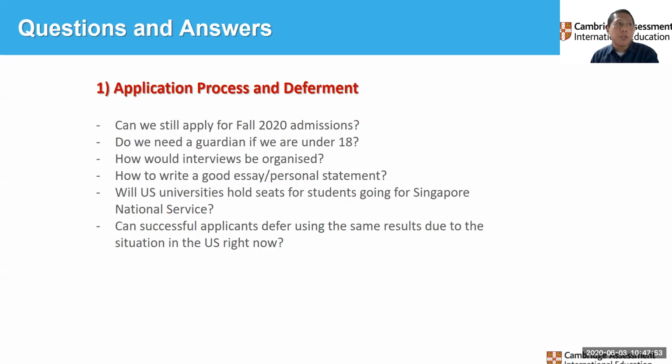So for the application process and deferment, Northeastern, maybe you want to start first. Sure. So in terms of applying, at this point, we are no longer accepting applications for fall 2020. If you are admitted, though, you have up until July 1st to defer your enrollment. If you are not ready to join us in the fall, our plan right now is to have the fall semester be held on campus.